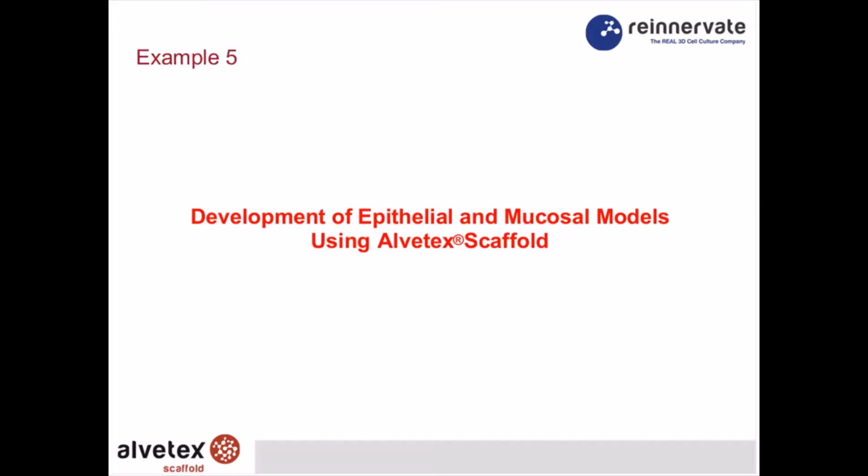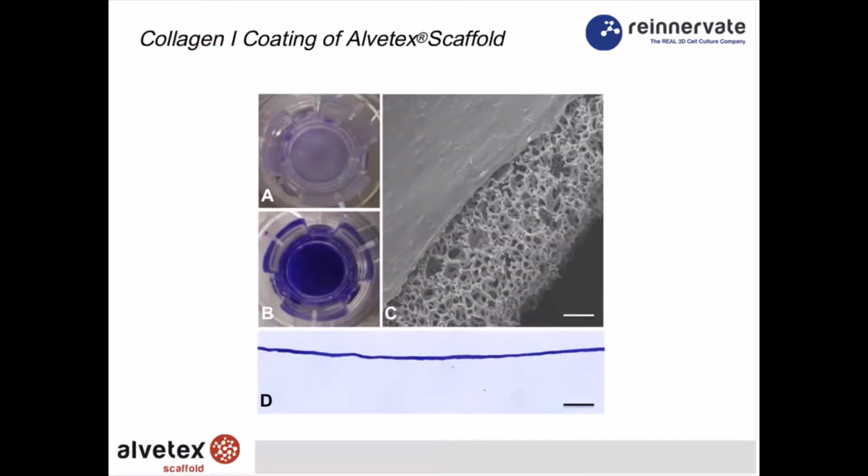And the last model I want to show you is the development of epithelial and mucosal systems using our technology. So many epithelia are, by their very nature, monolayers of cells. You think of the basic simple epithelia in particular. So ideally, they would not grow very well inside the scaffold. So what we can do is apply a procedure to coat the surface of the scaffold with a very thin gel.